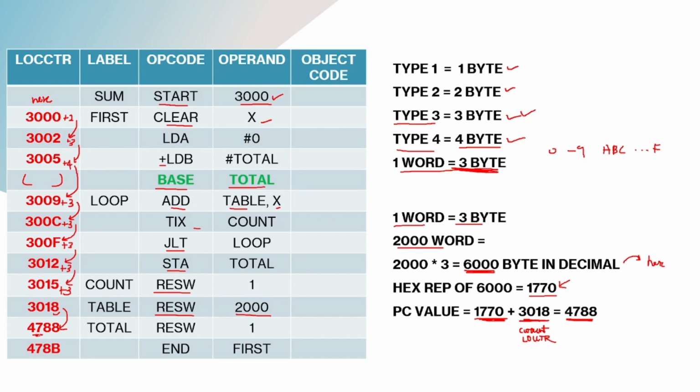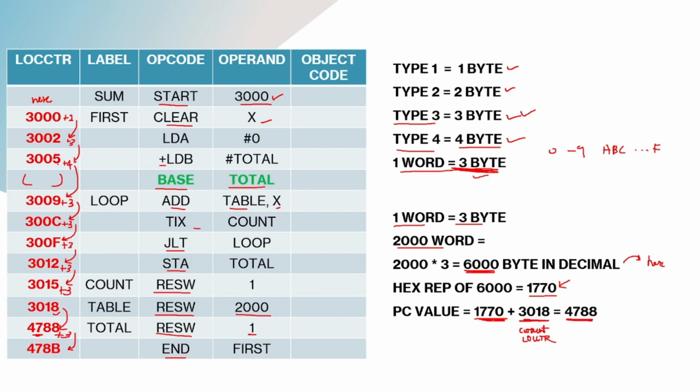If you can see, now again we have RESW and 1. So one word is what we're reserving. That takes up 3 bytes. So we increment this by 3 and we get the next location counter value. And now at 478B we have END. So that's basically the end of your program. And we have location counter values. So now you understood how location counter values are generated. So we generated them successfully.